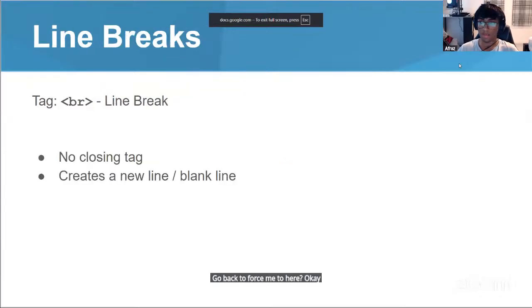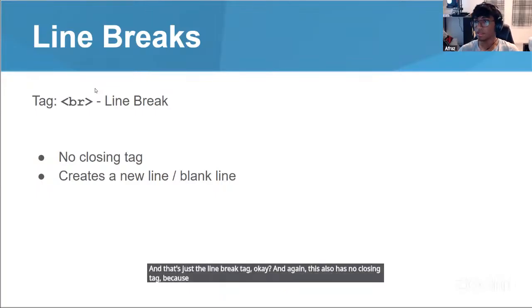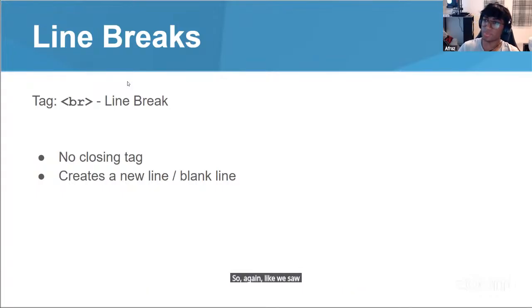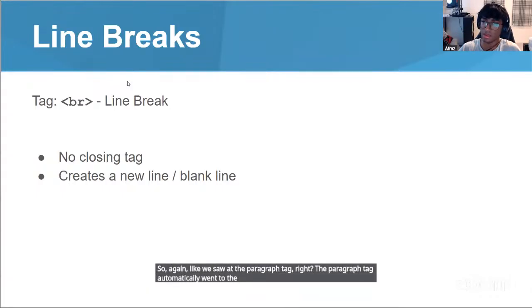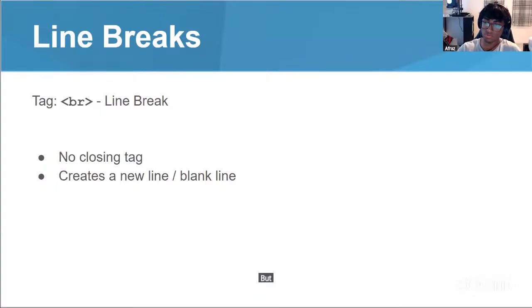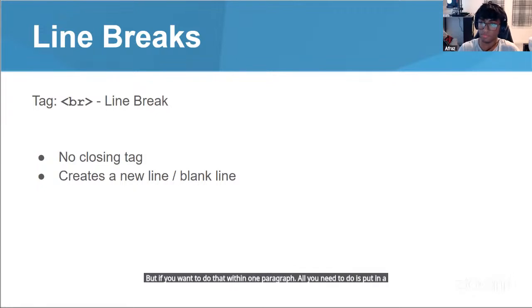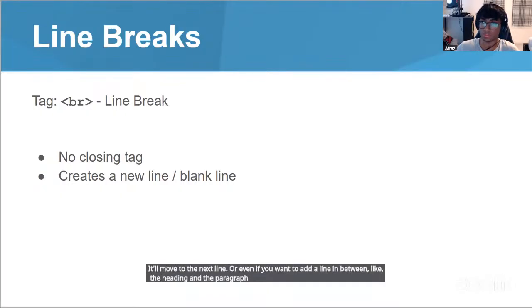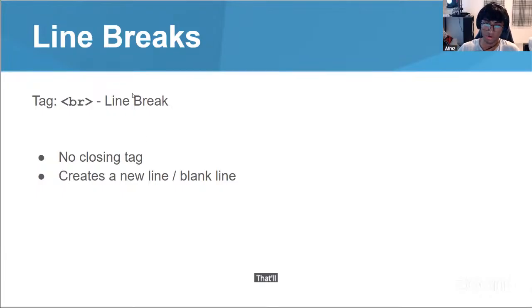Okay. The next tag we're going to learn is the BR tag. That's just the line break tag, okay? Again, this also has no closing tag because all it is doing is telling HTML to go to the next line. Like we saw with the paragraph tag, the paragraph tag automatically went to the next line. But if you want to do that within one paragraph, all you need to do is put in a BR in the middle and it'll move to the next line. Or even if you want to add a line in between, like the heading and the paragraph, for example, all you need to do is add a BR. That'll add a space in between, right?